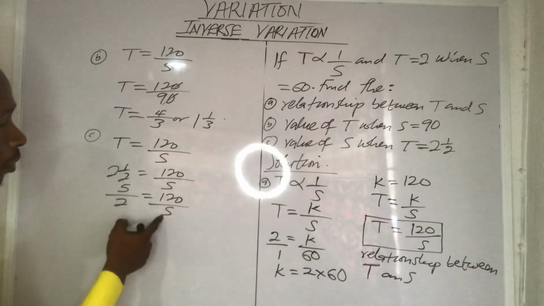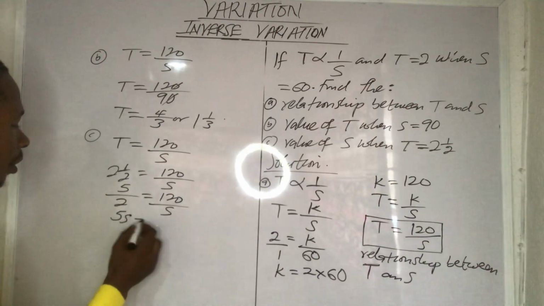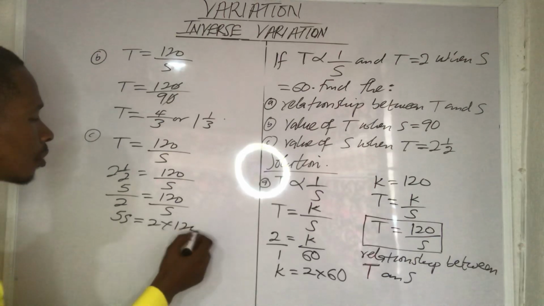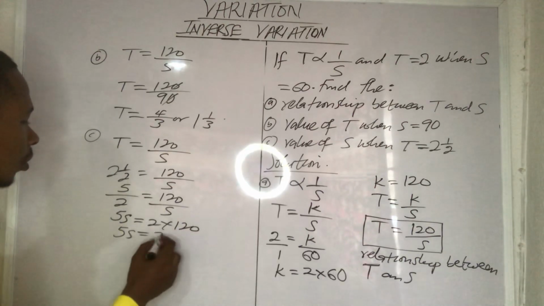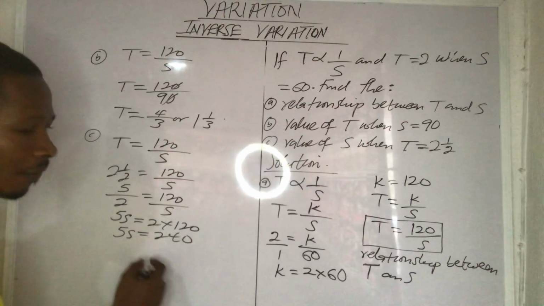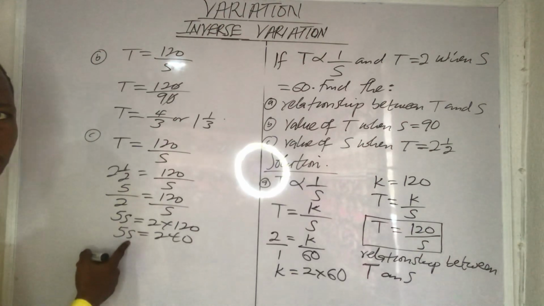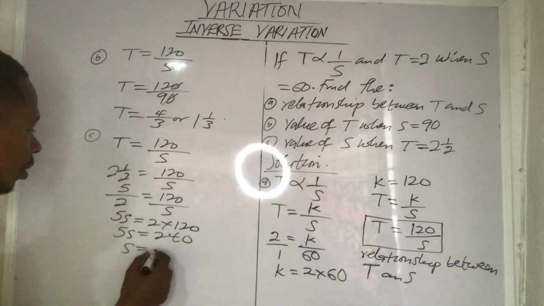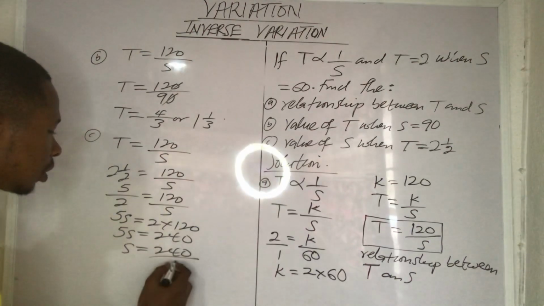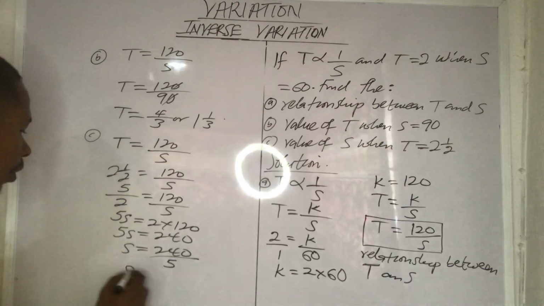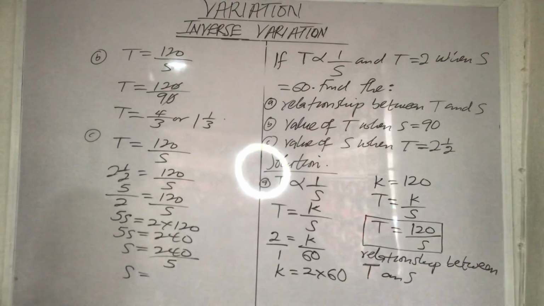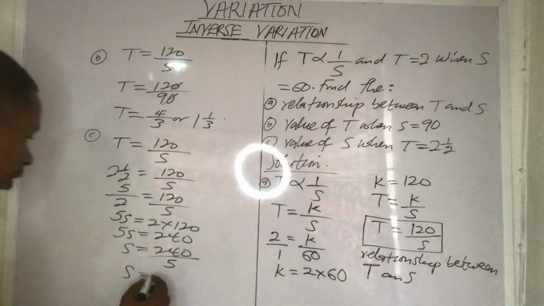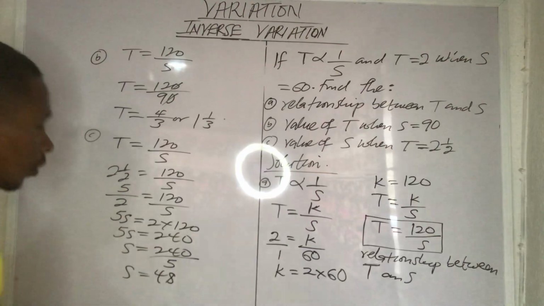Cross multiply. This will times this. So I will have 5s is equal to 2 times 120. Then you have 5s is equal to 240. Divide both sides by 5 to get your s. So you have s is equal to 240 divided by 5. That will give me s is equal to 48.